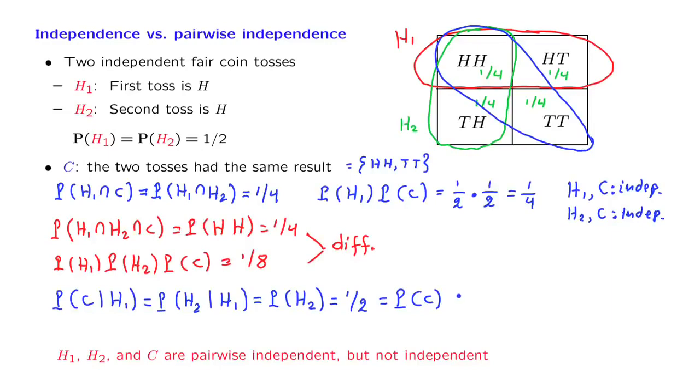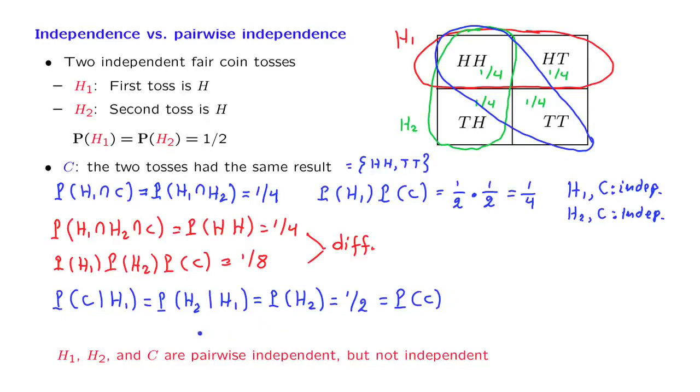Given that the first toss resulted in heads, this does not help you in any way in guessing whether the two tosses will have the same result or not. The first one was heads, but the second one could be either heads or tails with equal probability. So, event H1 does not carry any useful information about the occurrence or non-occurrence of event C.